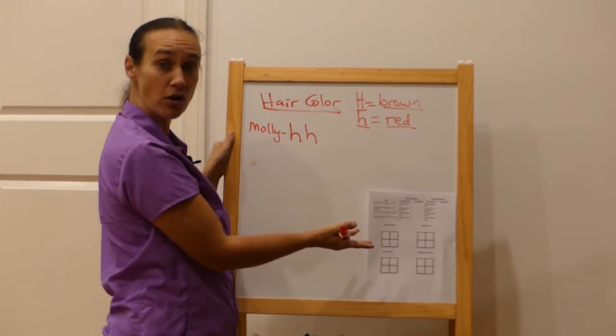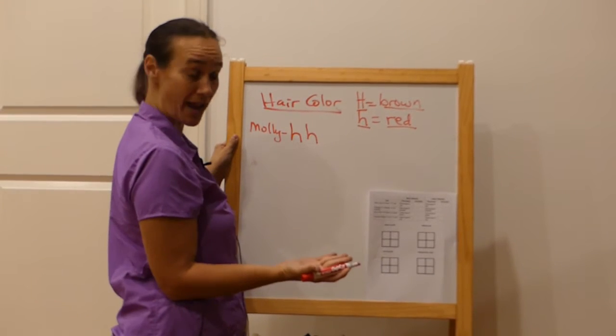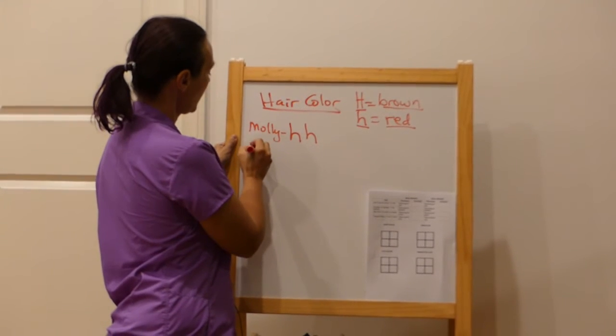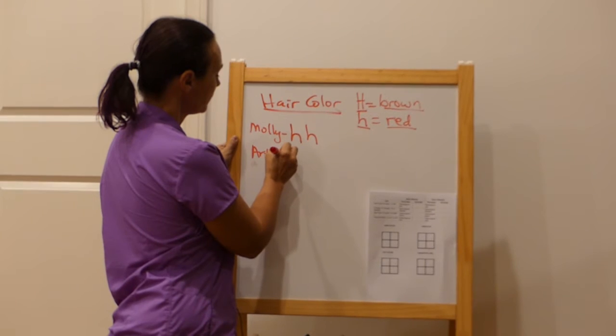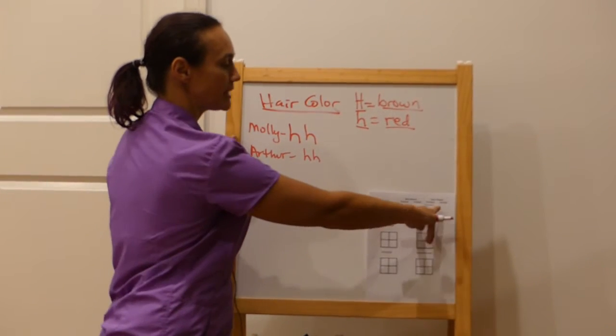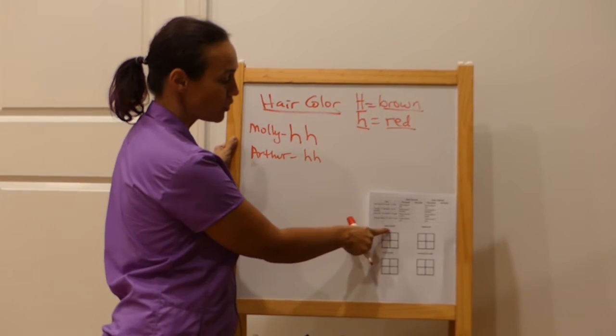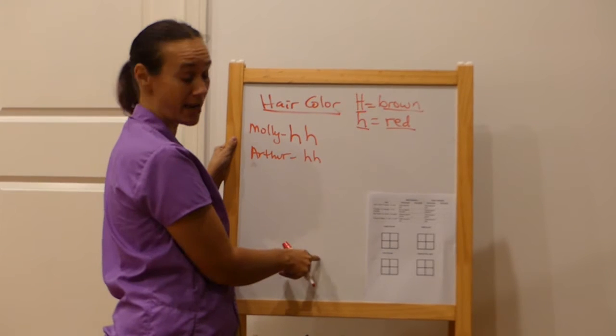Now, let's look at Arthur. Arthur has homozygous red hair, just like Molly. Okay? So Arthur has little h, little h as well. Now we're going to take these 2 genotypes for this trait, and we're going to put them in the Punnett square that says hair color.